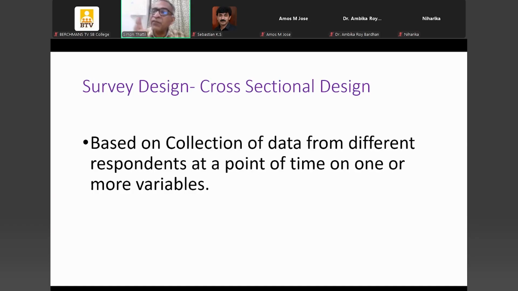But the data is collected from different set of respondents, and then you look at a pattern of association between the respondents. Do we have the same pattern with urban and rural? Do we have the same pattern with male and female? Do we have the same pattern with foreign tourist and domestic tourist? So that is a cross-sectional design. So your survey design is having this cross-sectional, looking at different variables, some of which can even be quantitative and some of which can be qualitative.